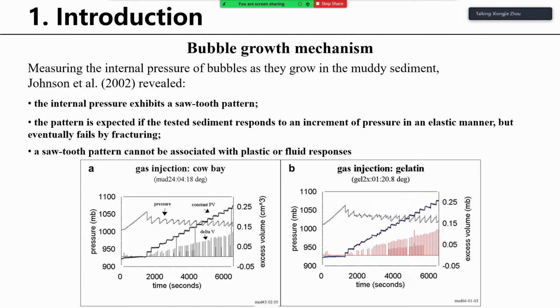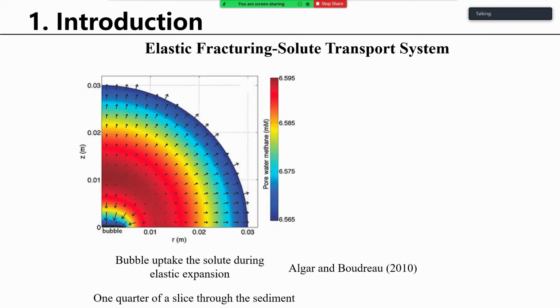The sawtooth pattern cannot be associated with a plastic or fluid response. That means the mud or gelatin are very soft and maybe fluid-like, but this response, the sawtooth pattern in pressure evolution, is characteristic only of a solid and not of a fluid. And that means that actually these sediments and those surrogates like gelatin are not fluid, but fracturing elastic solids. Expect the linear elastic fracture mechanics.